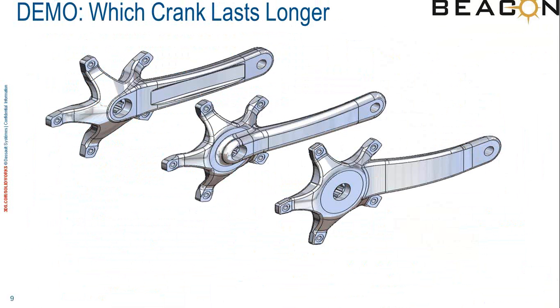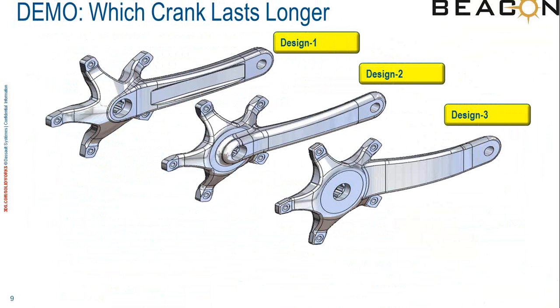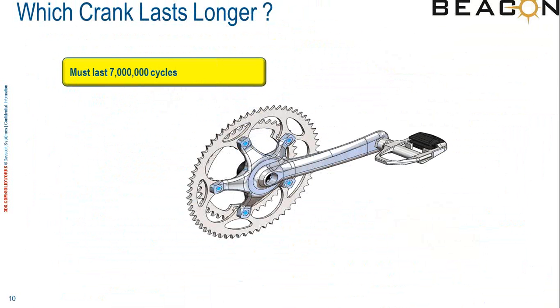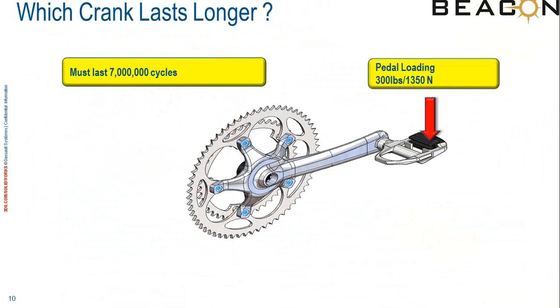So I'm going to work on 3 different configurations of my bicycle crank. I have 3 different designs, but I want to choose one design. My criterion for the design is that it has to withstand at least 7 million cycles with the maximum load, which is able to take around 1350 newtons of force acting on the pedal.